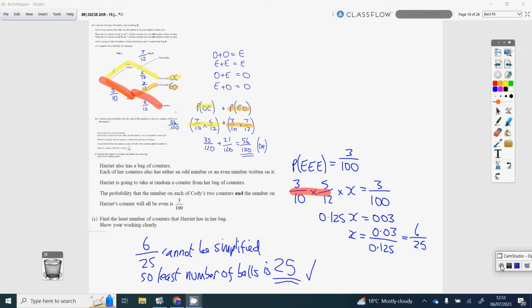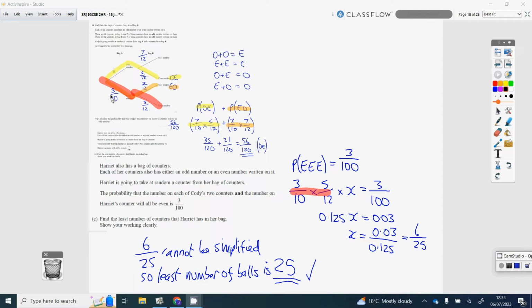Now, for part C, we're being told the probability that Cody got two evens, but then also that Harriet gets an even as well, equals 3 over 100. Okay, so Cody had the two evens from part B above, and then Harriet comes along and also gets an even, equaling 3 over 100. So probability of even, even is 3 over 100.